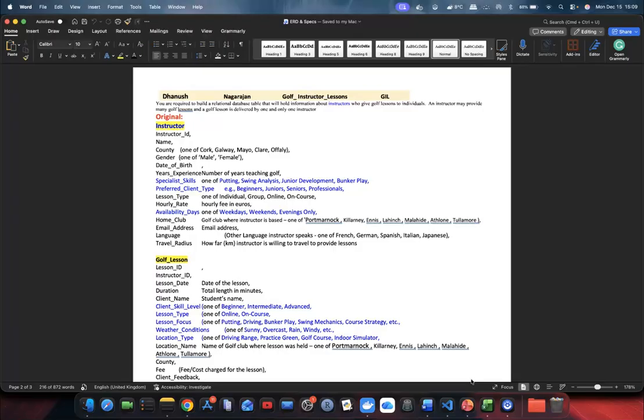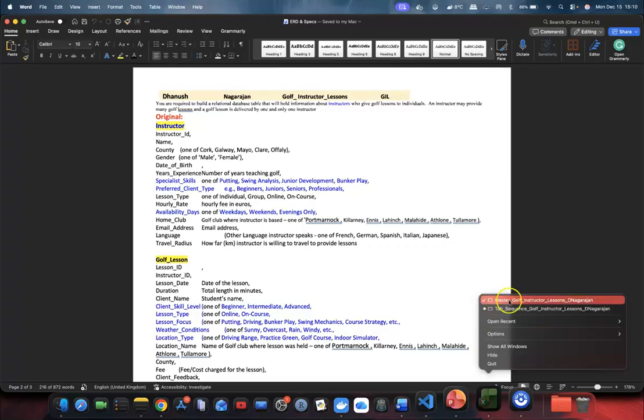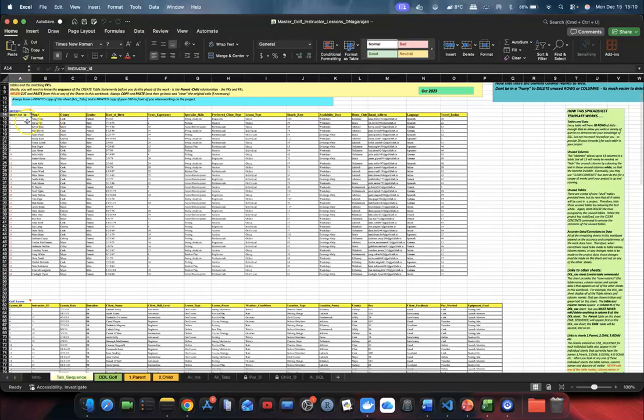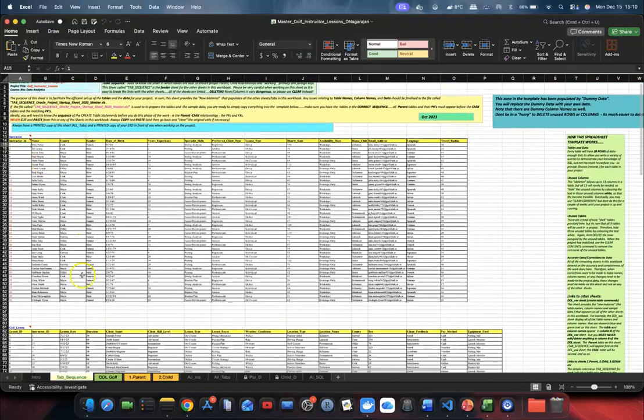I have been given a project in my curriculum to build a relational database table that will hold information about instructors who give golf lessons to individuals. An instructor may provide many golf lessons, and a golf lesson is delivered by one and only one instructor. Based on the requirements, I have built a table, and these are the sample data which I have collected using the RAND functions in Excel.